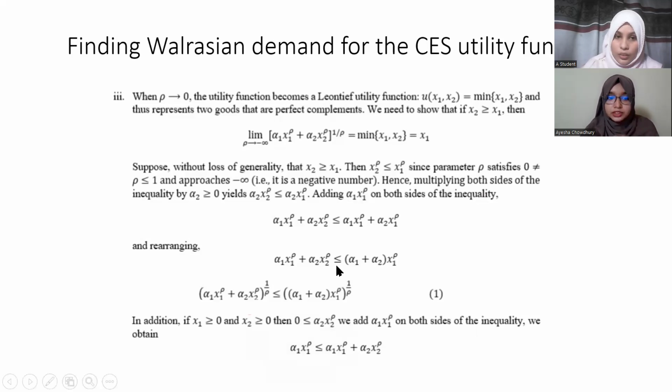Yes, sure. So here we can see question 3 of problem set C. When the parameter rho tends to 0, the utility function becomes a Leontief utility function, u(x1, x2) = min(x1, x2), and thus represents two goods that are perfect complements. So we need to show that if x2 is greater than or equal to x1, then what happens?